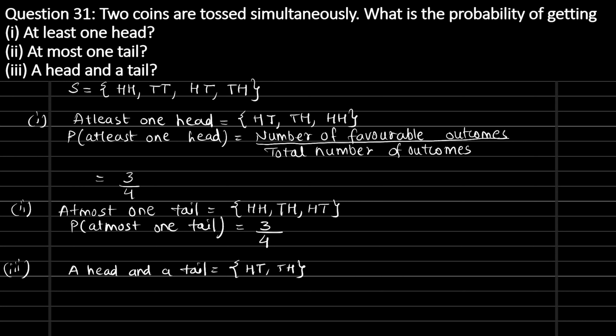Therefore, the probability of getting a head and a tail is equal to number of favorable outcomes, that is 2, divided by total number of outcomes, which is 4. On simplifying, we are going to get it as 1 by 2. So these are all the probabilities that were asked.